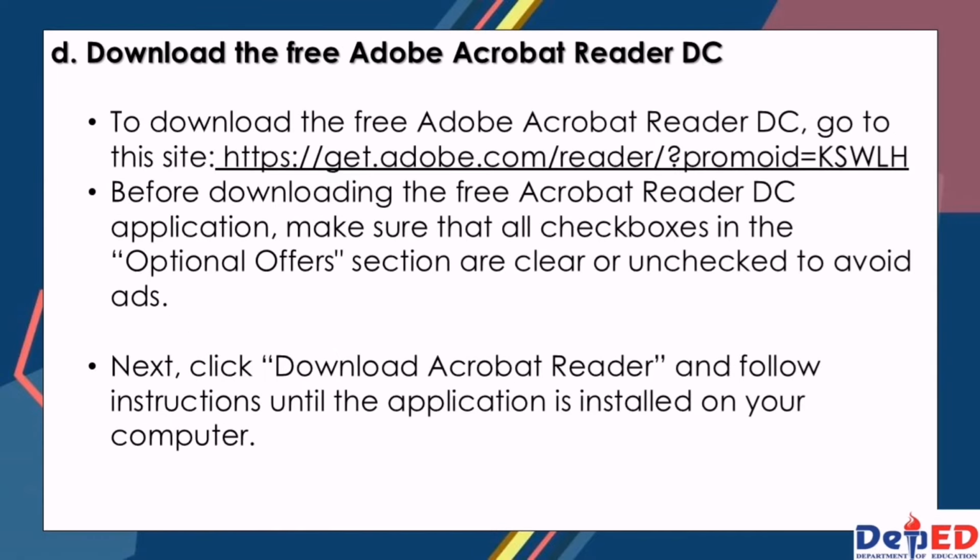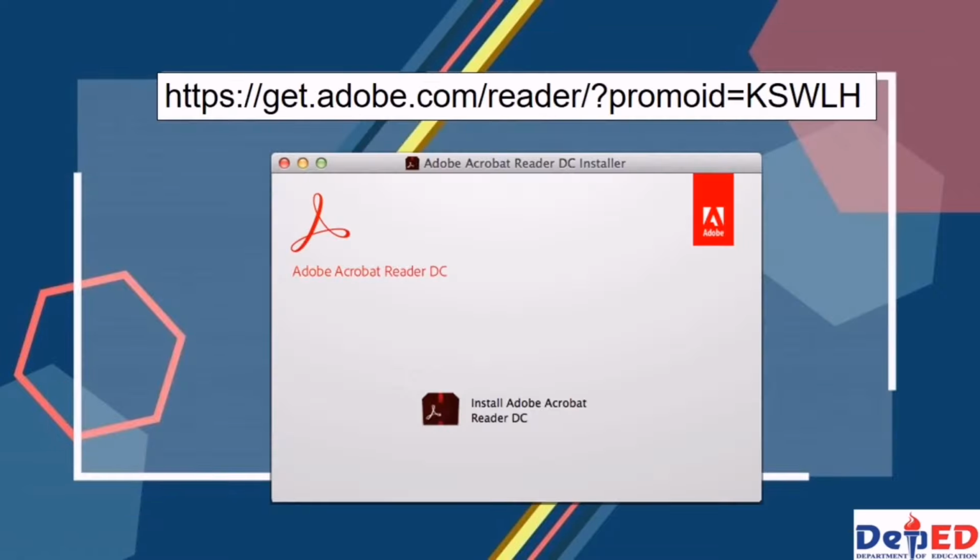The next, download the free Adobe Acrobat Reader DC. To download the free Adobe Acrobat Reader DC, go to this site or link. Then before downloading the free Acrobat Reader DC application, make sure that all checkboxes in the optional offers section are clear and unchecked to avoid ads. Then next, click Download Acrobat Reader and follow instructions until the application is installed on your computer. Here is an example of the logo of Adobe Acrobat Reader DC.